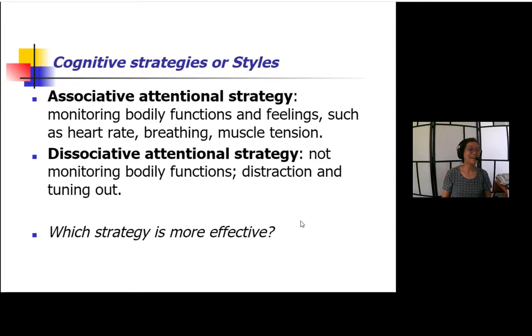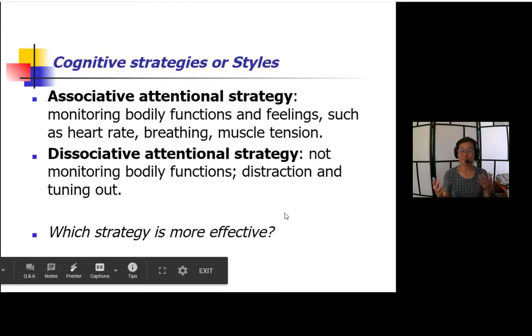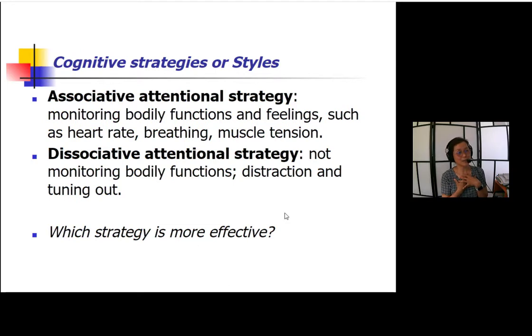Got it? Okay. So what is associative attentional style? Paying attention to the inside of you: your thoughts, feelings, heart rate, breathing, and muscle tension. That's what they're thinking about the whole time. On the other hand, there are some runners distracting their attention away from their thoughts and bodily functions. So they watch what's going on outside, look at people, and listen to music to dissociate their attention away from their thoughts and bodily functions. That's a dissociative attentional strategy.